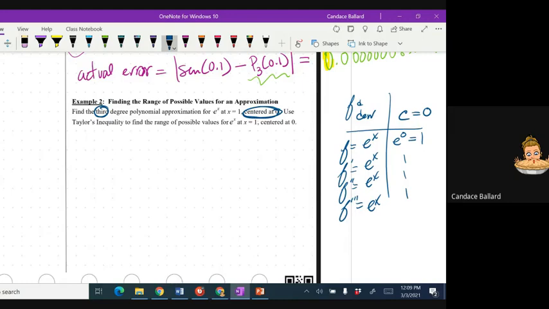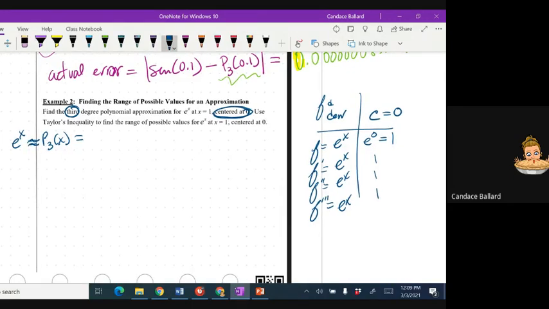All right, we're going to write out our polynomial. So p sub 3 of x equals, which is really our estimate for e to the x, or our approximation for it. All right, my first coefficient, just the way it is, plus my coefficient, x to the first over 1 factorial, plus my coefficient, that was my second derivative, x to the second divided by 2 factorial, plus my coefficient, x to the third divided by 3 factorial.